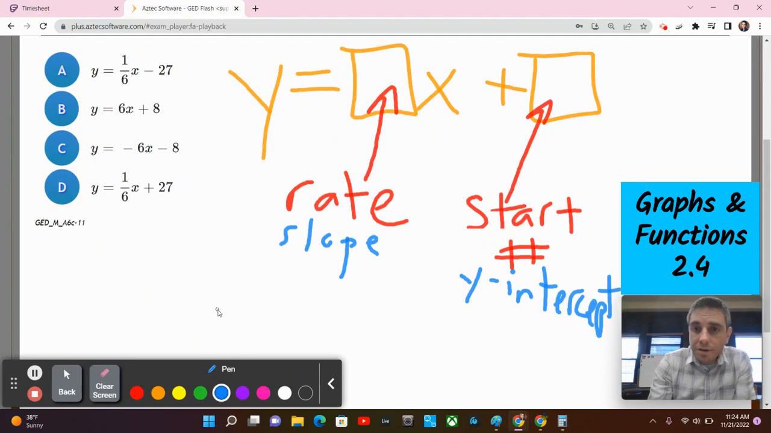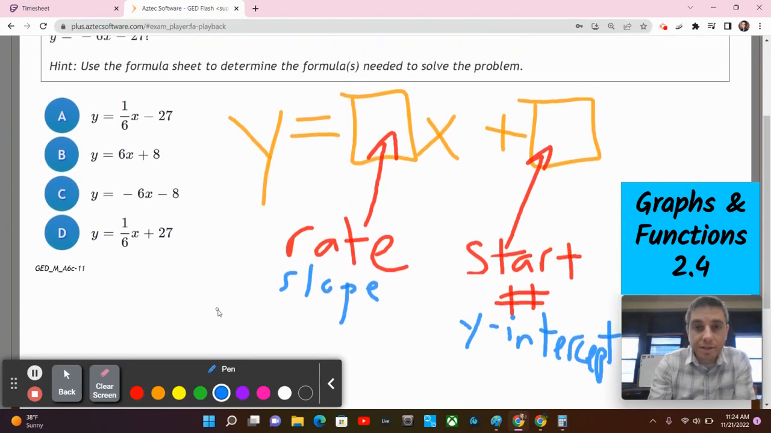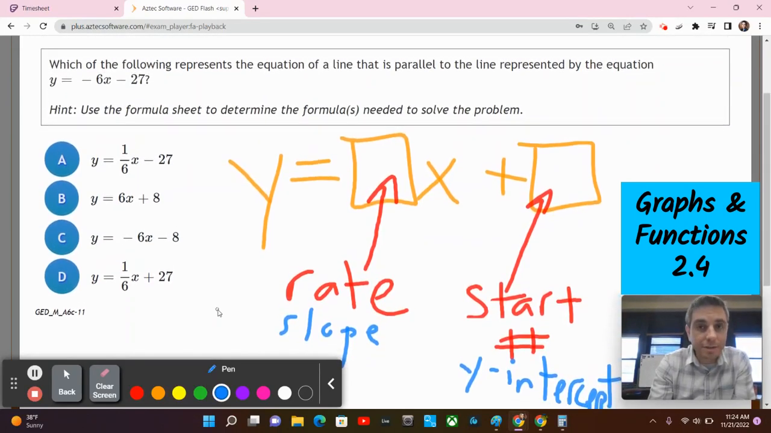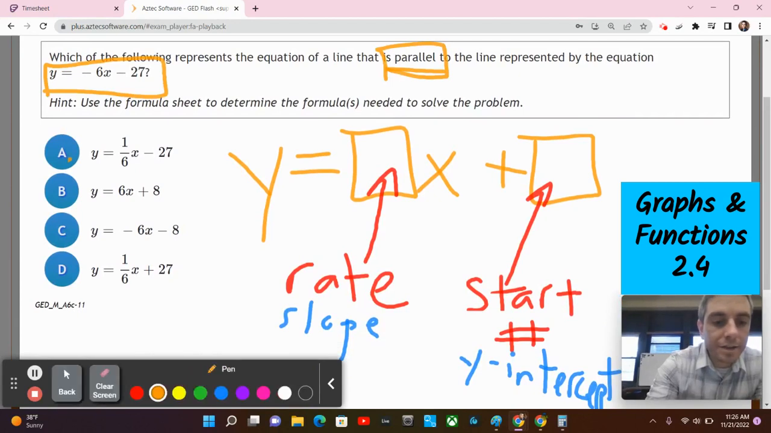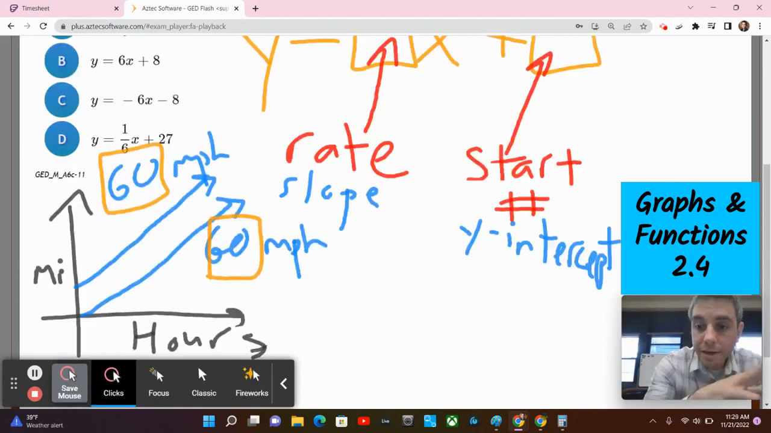Okay, so why go into all this then? How does this relate to this question specifically? Parallel lines are two lines that run next to each other, but they never cross. Parallel lines have the exact same rate of change or the same slope.